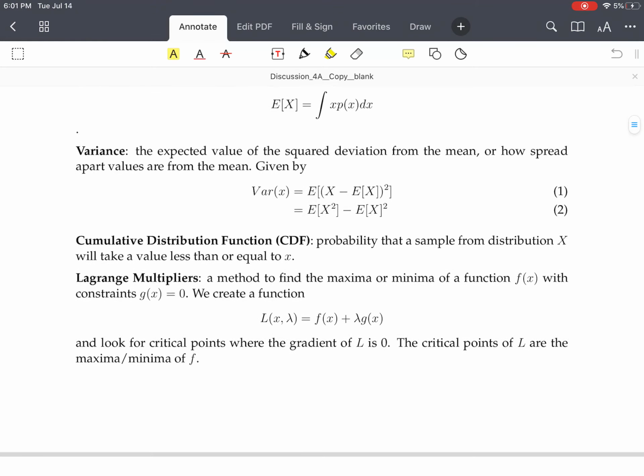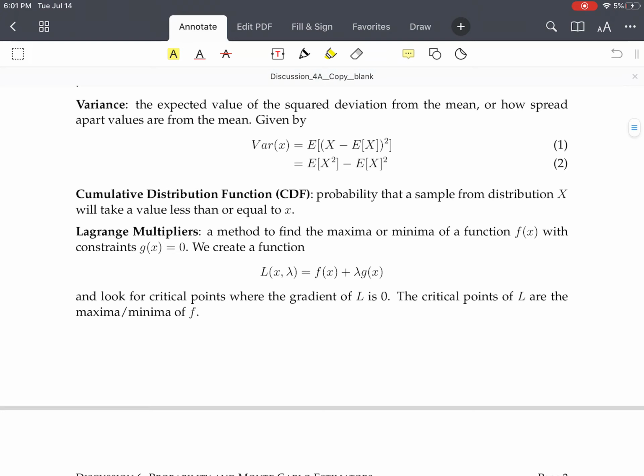The cumulative distribution function, most often called the CDF, is the probability that a sample from distribution x will take on a value less than or equal to some specific value x.